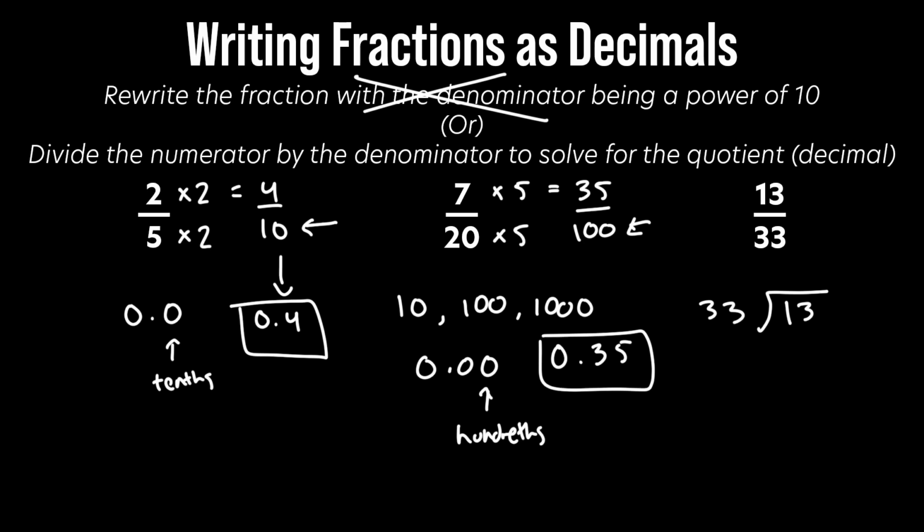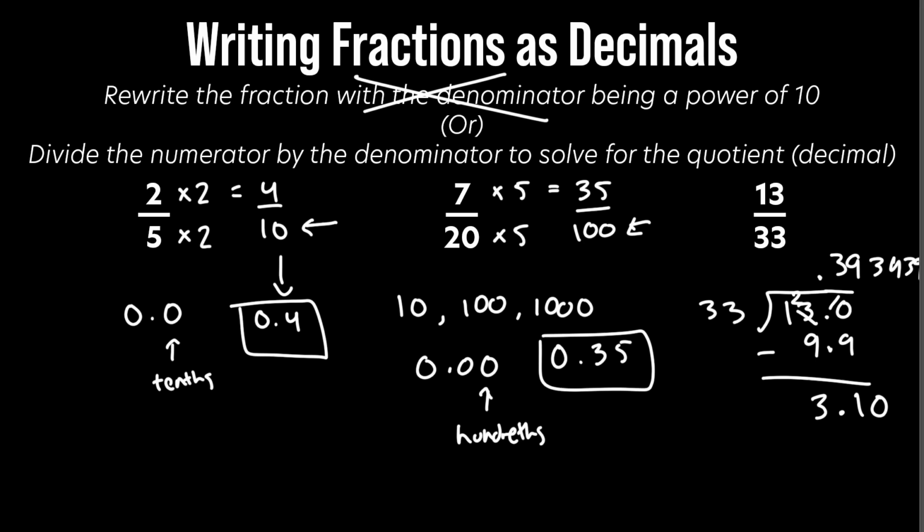33 can't go into 13, so we're going to add a decimal and pretend 33 goes into 130, which will be 3 times. 33 times 3 is 99. I'm going to subtract, borrow from the 3 here. It's going to be 2, add the 1, bring the 1 down, bring the decimal point down. Then we have 31. 33 can't fit into 31, so we're going to add a 0. 33 can go into 310 9 times. And if you keep repeating this division, you're going to end up with 393939 repeating.